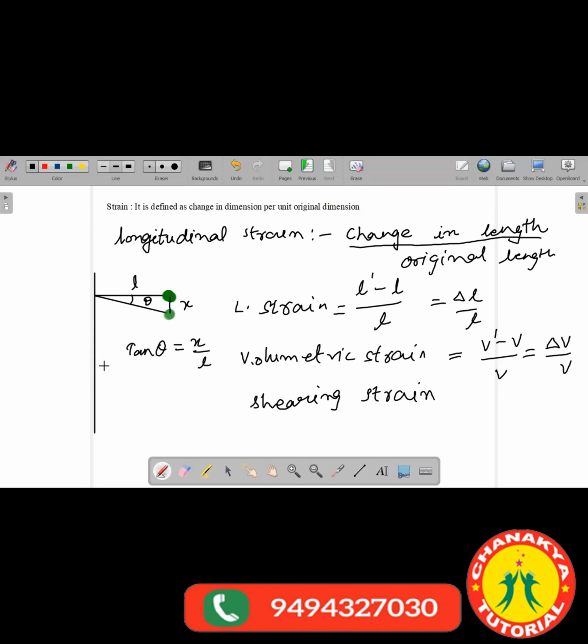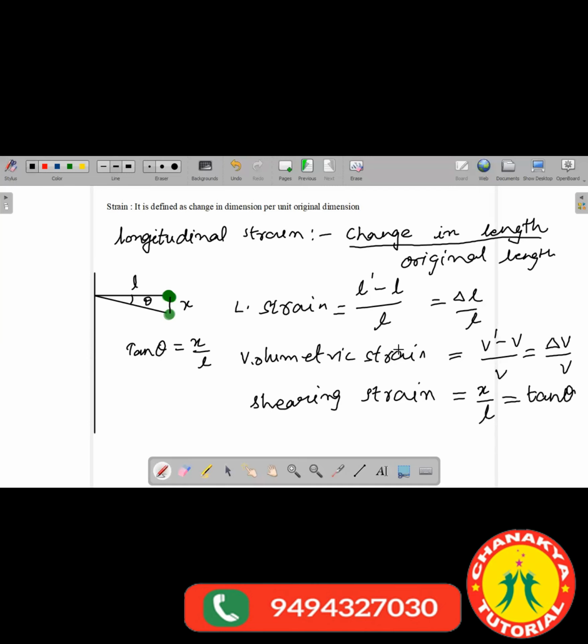In this way, we can find the shearing strain. The shearing strain is equal to theta. Here tan theta is almost equal to theta, and hence the shearing strain produced will be equal to x by L. This is the shearing strain that is produced, and we also call it tan theta. So shearing strain is measured as tan theta. Okay. So these are the three stresses and the three strains. The normal stress, longitudinal stress, volumetric stress, and the shearing stress. In a similar way, you have longitudinal strain, volumetric strain, and the shearing strain.